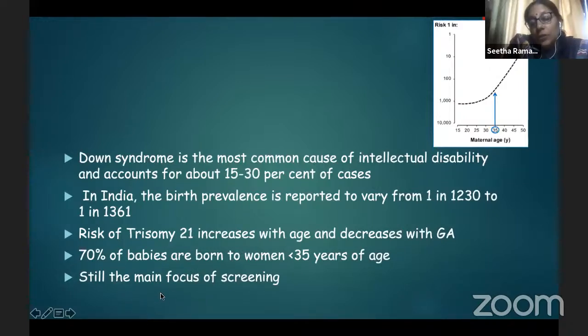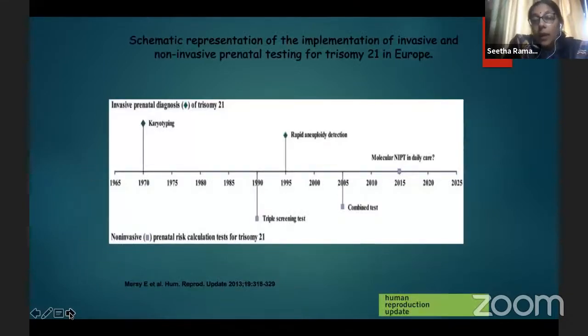And unfortunately, I would say that Down syndrome still remains the main focus of screening when we forget the other important problems of other chromosomal abnormalities and other problems that can affect the mother in a major way. Now, this is the timeline for prenatal screening. A lot has been done over many ages, from the 70s, where we started with karyotyping only for age. We came along to the triple screening and then rapid aneuploidy detection. And finally, with the combined test in the 21st century, with NIPT changing the paradigm and making a paradigm shift in our prenatal screening.